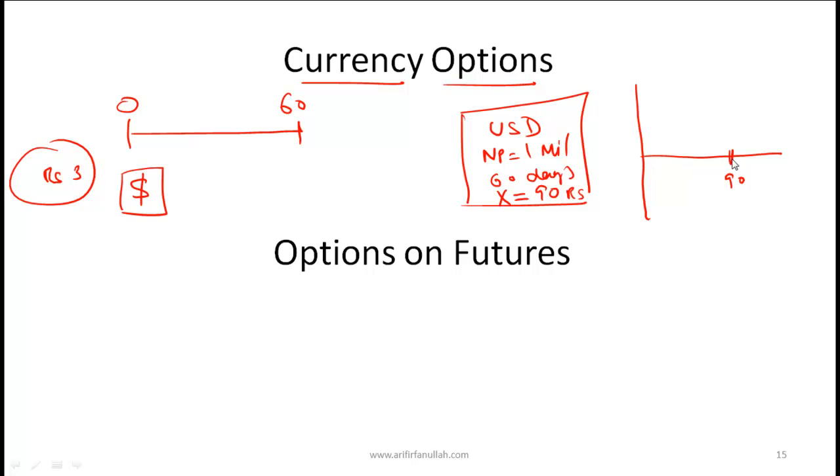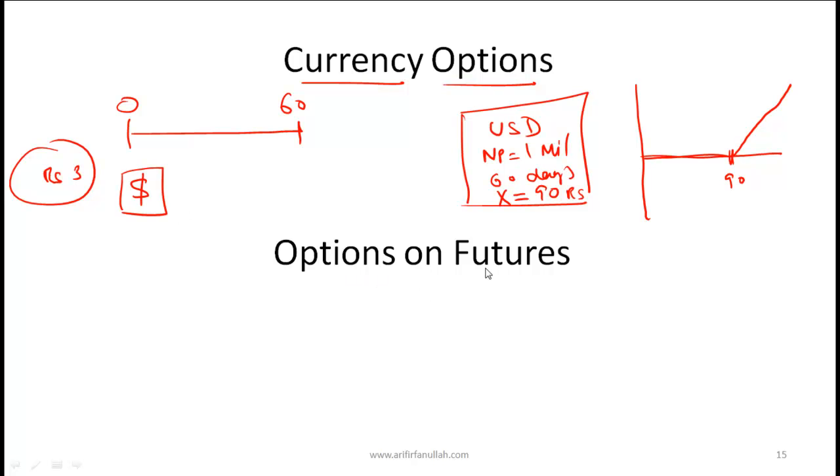If at maturity the dollar is at 92 rupees, then obviously this option will be exercised and will be of benefit. If however the dollar is trading for say 89 rupees at expiry, then the option will be out of the money. So it's exactly like what we have talked about before. The only thing with the currency option is that the underlying is a currency.